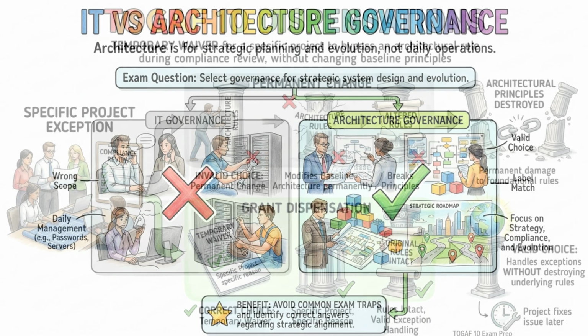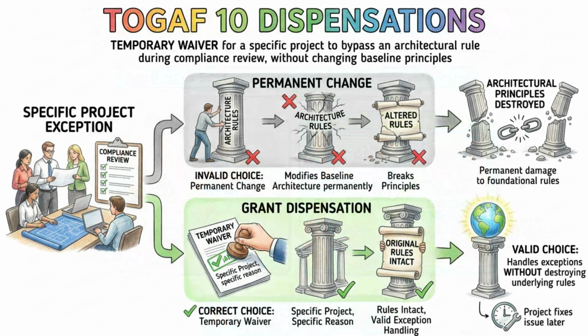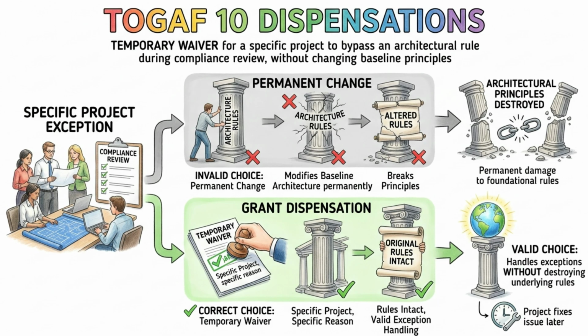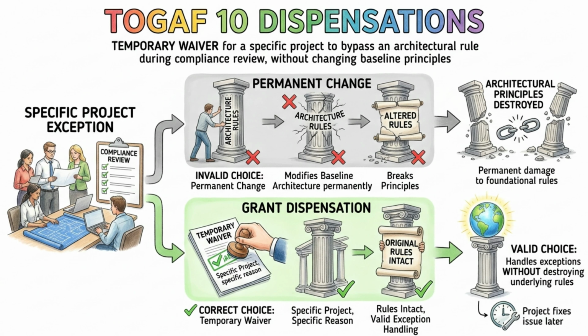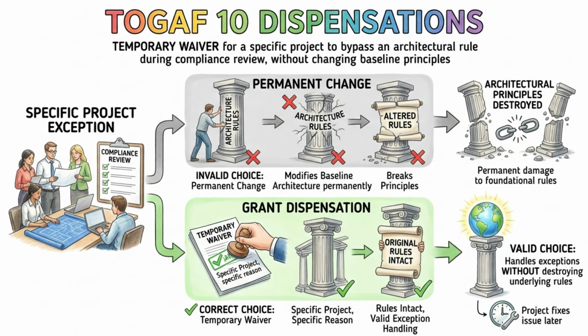Another area where candidates struggle is understanding dispensations during the compliance review process. Remember that a dispensation is not a permanent change to the baseline architecture, but rather a temporary waiver granted to a specific project for a specific reason. The architecture principles remain completely intact, and the project is simply allowed to bypass a rule temporarily, often with the condition that it will fix the issue later. The exam frequently tests your understanding that dispensations handle exceptions without destroying the underlying architectural rules.